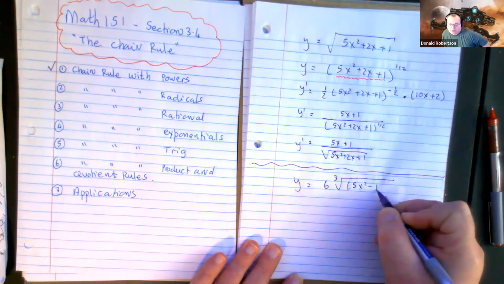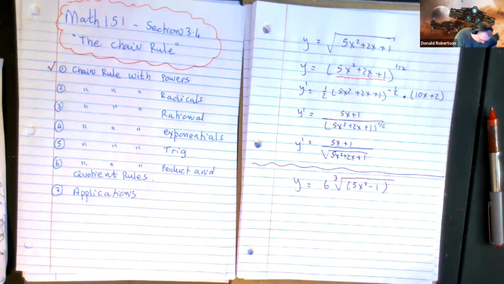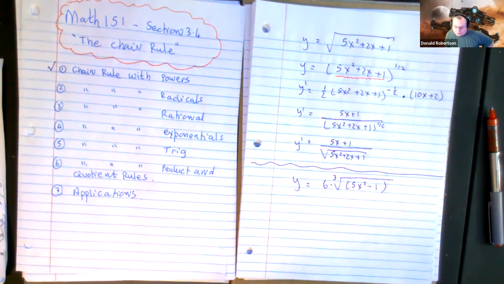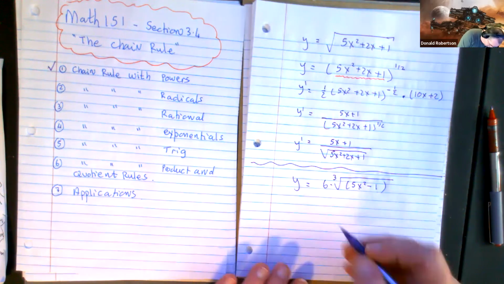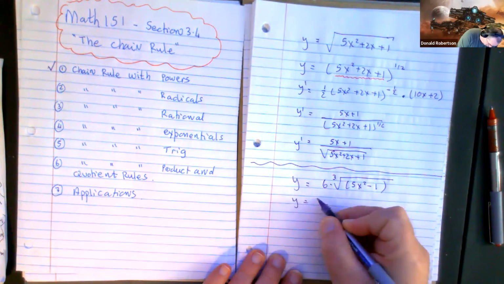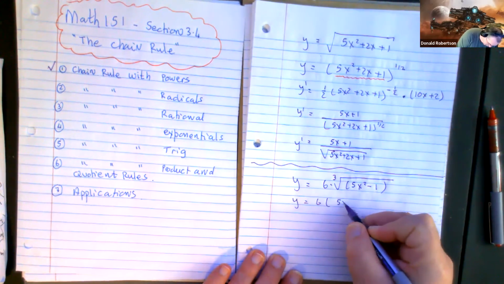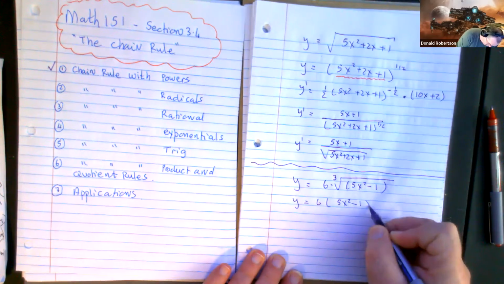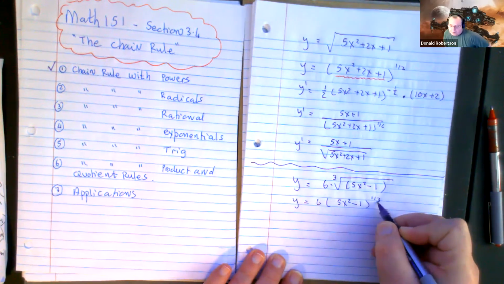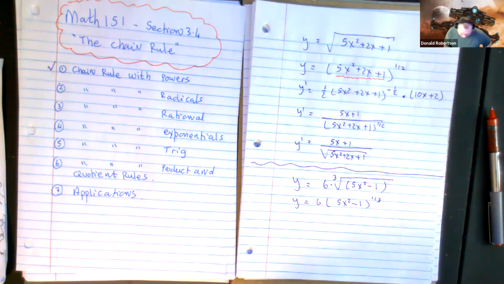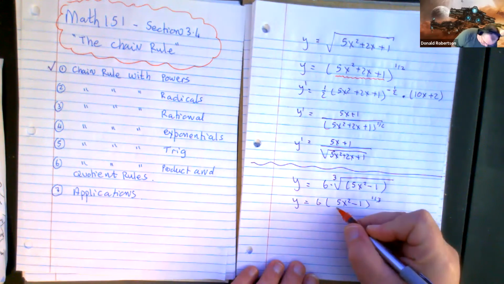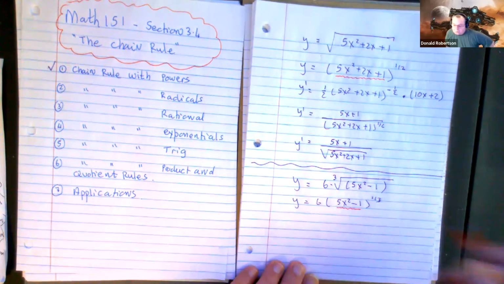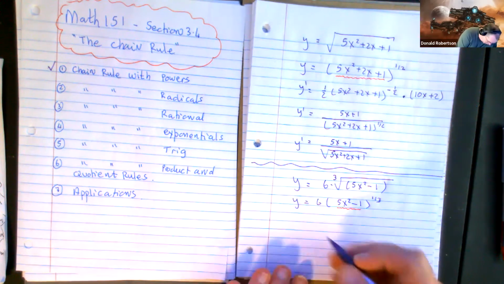So I'm going to be differentiating 6 times the cube root of somebody. So I'll rearrange it as 6 times (5x squared minus 1) to the 1/3 power. And the inside function is that guy. So we can now differentiate.